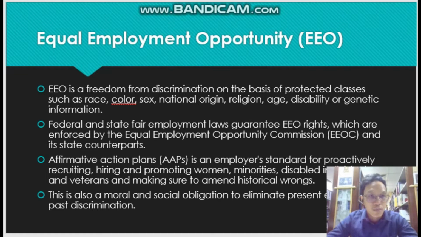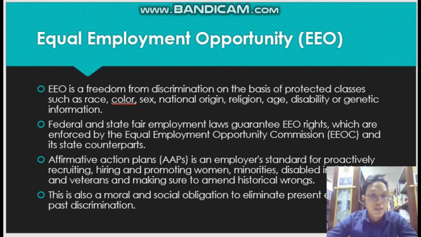So the second thing is about equal employment opportunity, or we can call it EEO. EEO is freedom from discrimination on the basis of protected classes such as race, color of skin, sex, national origin, religion, age, disability, or genetic information. Federal and state fair employment laws guarantee EEO rights, which are enforced by the Equal Employment Opportunity Commission (EEOC) and its state counterparts.